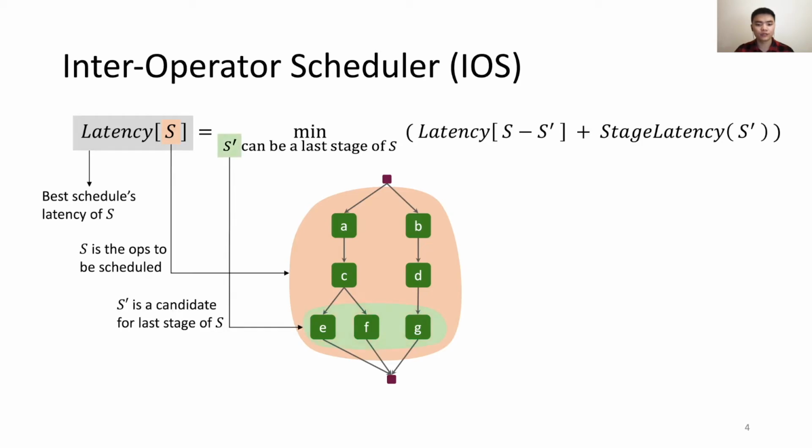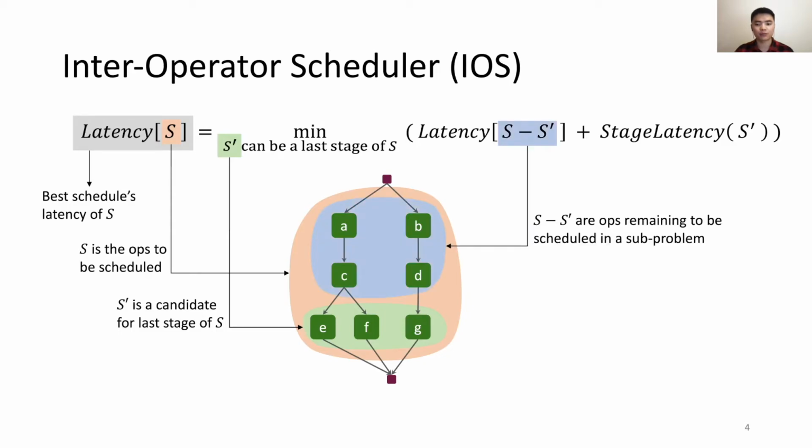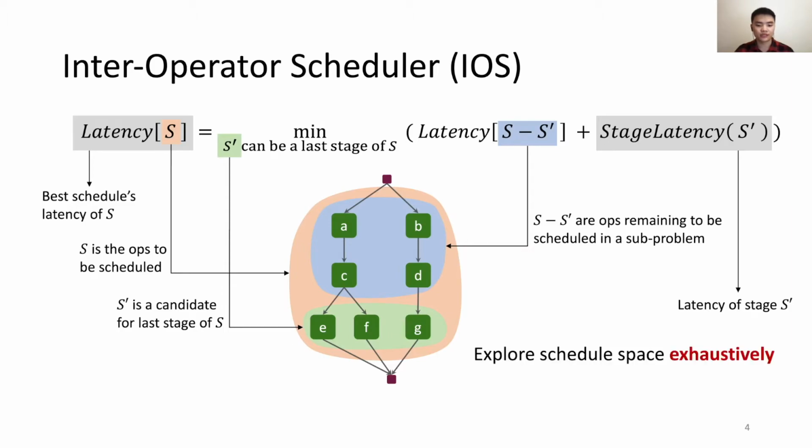To find the optimal schedule, we enumerate all potential last stages S' and convert the original problem into a subproblem that finds the optimal schedule for operators S minus S'. The subproblems can be recursively solved in the same way. In the same process, we need to measure the latency of the last stage S'. IOS explores the schedule space exhaustively in this way.